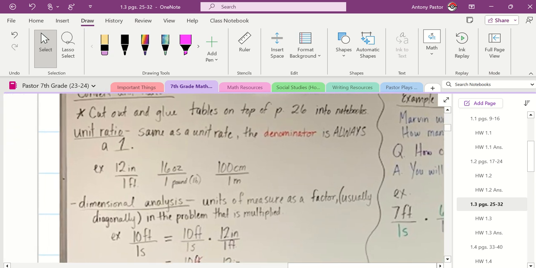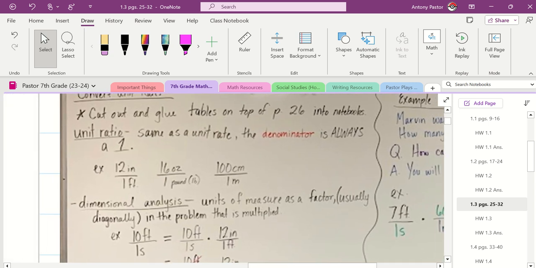So again, a unit ratio is the same as a unit rate. The denominator is always a 1. Make sure that you cut out and glue the tables on top of page 26 into your notebooks. Sorry, I should have started with that first.